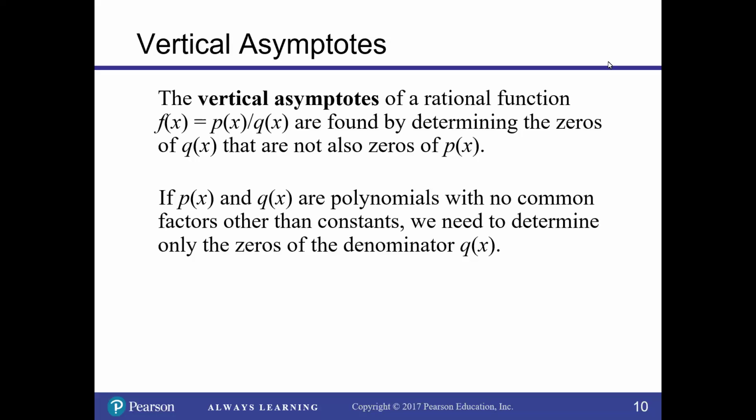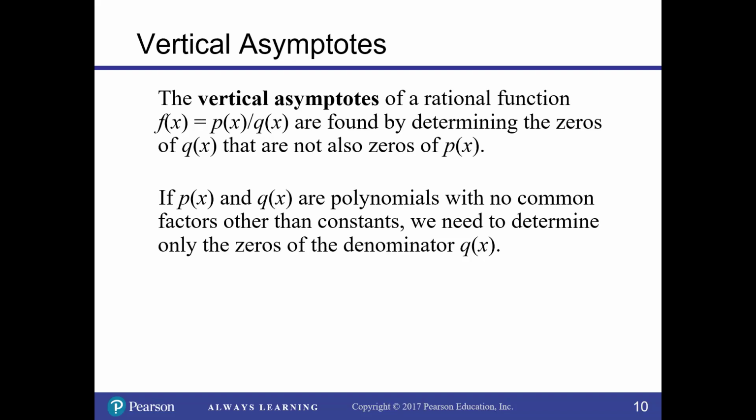The vertical asymptotes. I was drawing these vertical lines throughout our graphs to show you where we stopped having function values. Those points are called vertical asymptotes. So the vertical asymptotes of a rational function f of x, which is p of x over q of x, are found by determining the zeros of q of x that are not zeros of p of x.